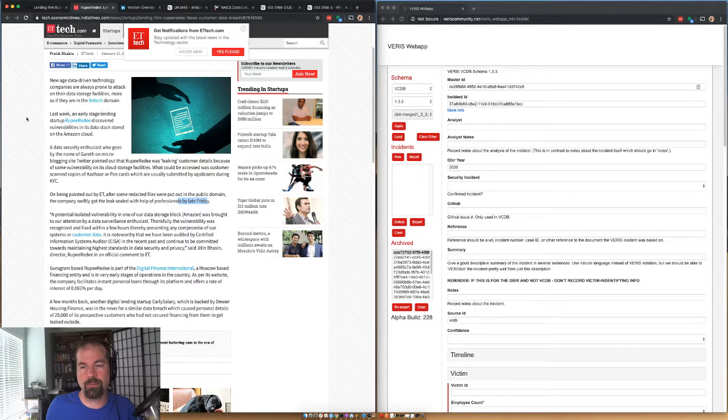So we've got a date, we've got a company, we've got an asset, we've got a discovery method. We have probably an action, which is going to be error. "Potentially isolated vulnerability in one of our data storage blocks was brought to our attention. Thankfully, the vulnerability was recognized and fixed within hours of being recognized", not of probably being exposed, "preventing the compromise of our system or data. It is noteworthy that we've been audited", and they didn't catch this, so therefore it's not our fault. There's always something in the articles where the victim says something like it could have been worse.